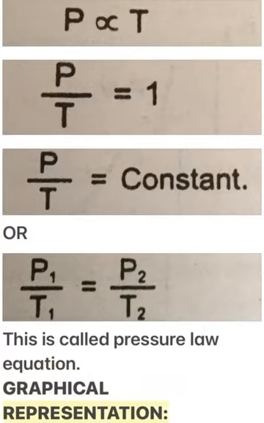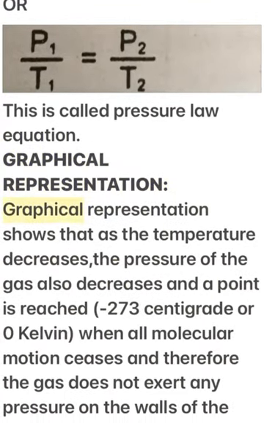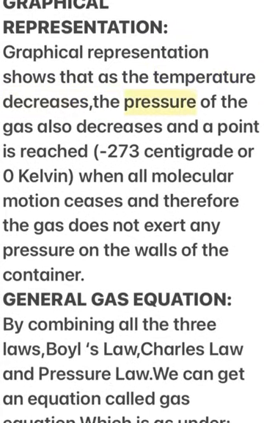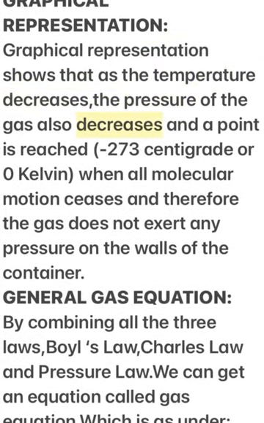Graphical representation. The graphical representation shows that as the temperature decreases, the pressure of the gas also decreases and a point is reached, -273 centigrade or 0 Kelvin, when all molecular motion ceases and therefore the gas does not exert any pressure on the walls of the container.